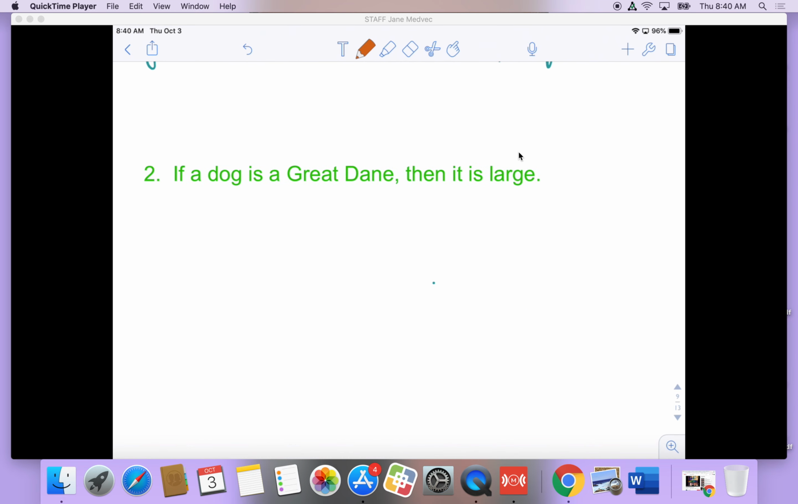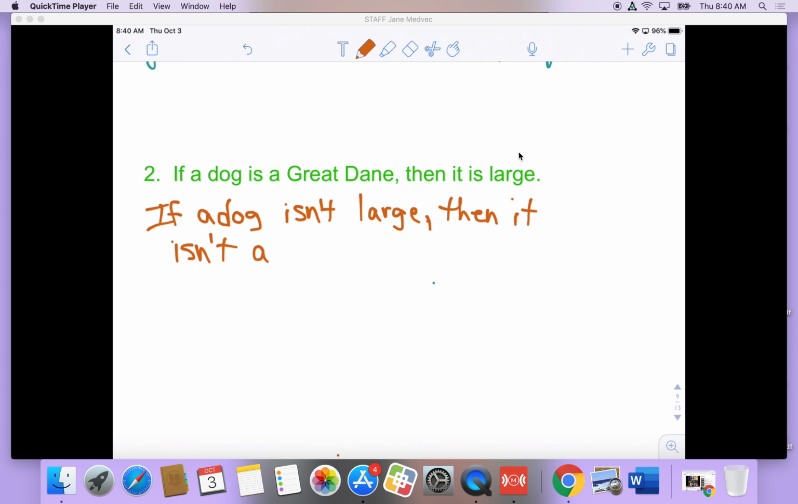Okay, last one. If a dog is a Great Dane, then it is large. If a dog, and you need to have dog, right? If a dog isn't large, then it isn't a Great Dane. Oh. We okay? Not okay? I know it's different. It's not what we're used to.